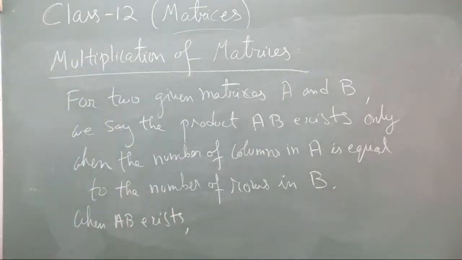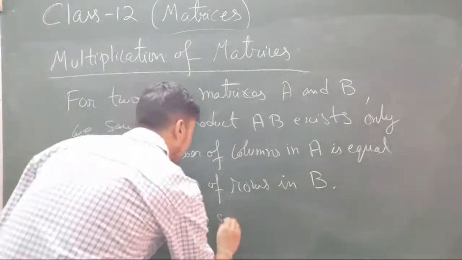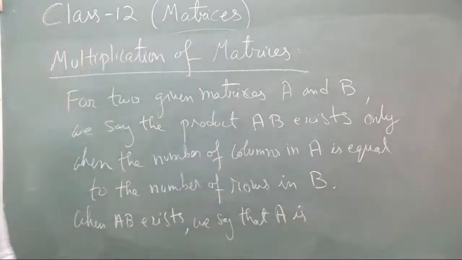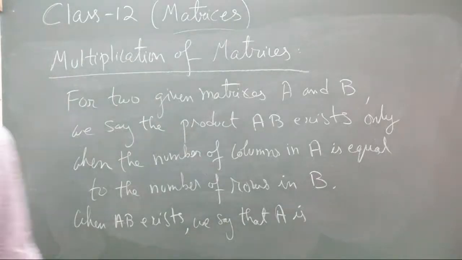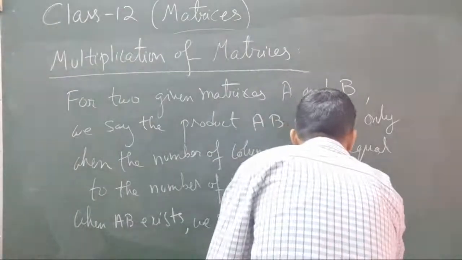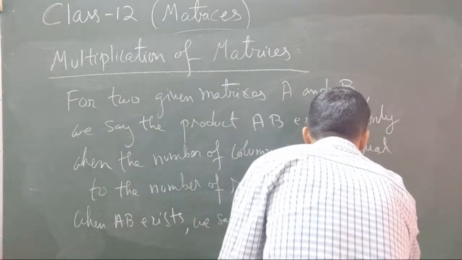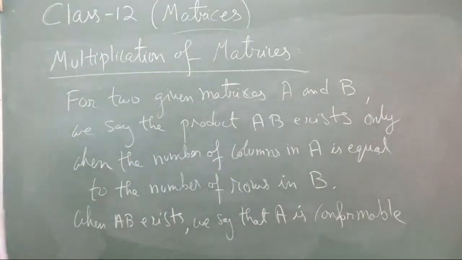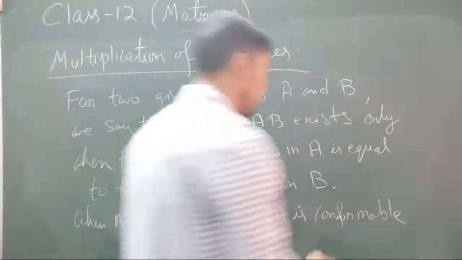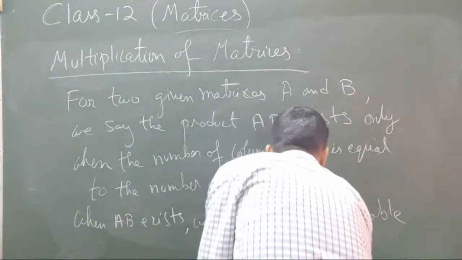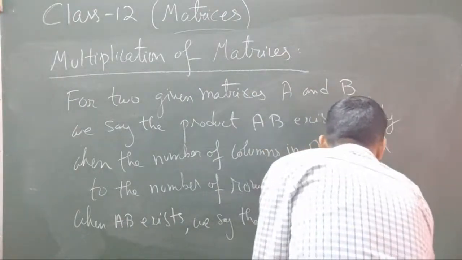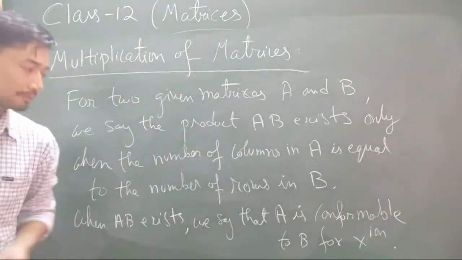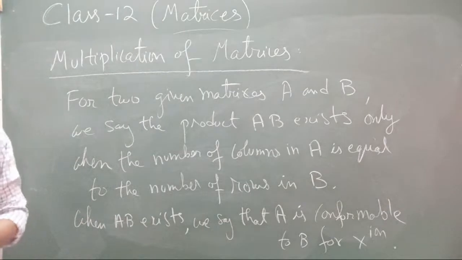That is, when AB exists, we say that A is conformable, C-O-N-F-O-R-M-A-B-L-E, conformable to B for multiplication. Conformable. That's how we use it technically.